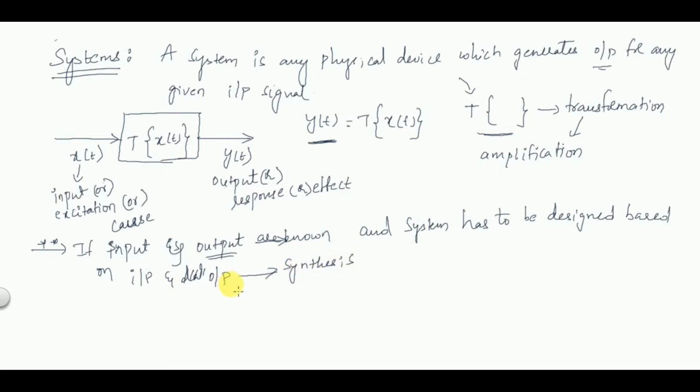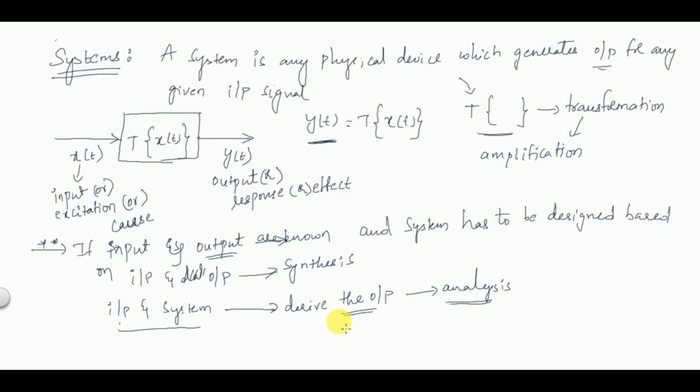Okay, synthesis. If you know input and system, now you are going to derive the output. That means you are going to derive what output you are going to have. Then that process is called analysis. That is why we are going to use the word analysis more, because we know input and system in most of the cases, and we are going to see what is the output from that system, so we'll call that process analysis. Okay.